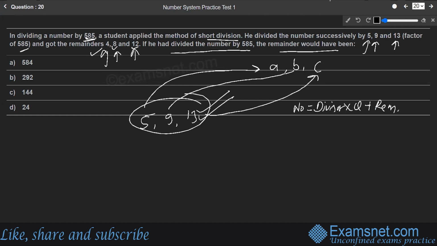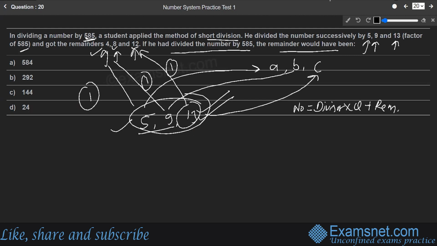Now if you look at the divisors and the pattern between divisor and remainder, you can see when the divisor is 5, the remainder is 4. So the difference is 1. Again, when the divisor is 9, the remainder is 8. So again, the difference between divisor and remainder is 1. Divisor is 13 and remainder is 12. So the difference is again 1. So every time the difference between divisor and remainder is going to be 1. If you just add these two divisors, 9 plus 5 is 14. 14 minus 1 is 13. So again, there is a 1 in the scene.